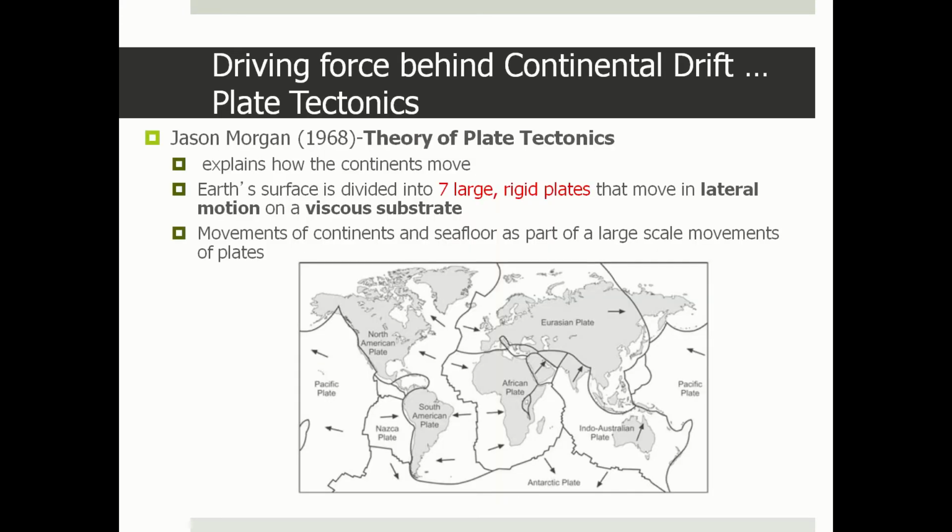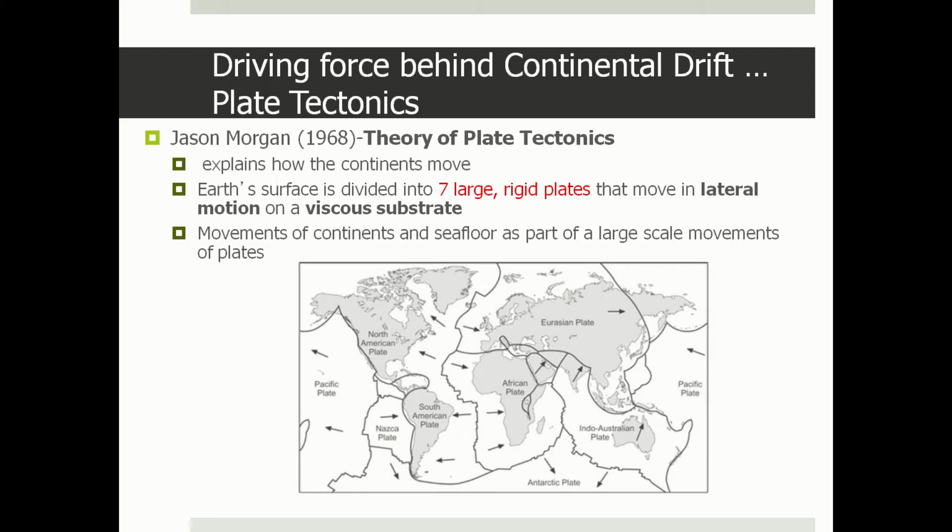The theory of continental drift was affirmed in 1968 with the theory of plate tectonics. This theory describes 7 large, rigid plates that move in a lateral motion from side to side on a viscous substrate. A viscous substance is one that is able to flow, and viscosity is a measure of resistance to flow. Something that is highly viscous flows very slowly.